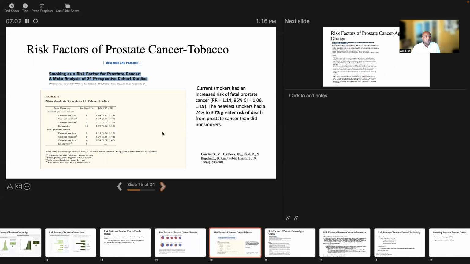Tobacco use has been associated with prostate cancer as well. According to this study here by Hocharek and Haddock, men who smoked the heaviest have a 24 to 30% greater risk of death from prostate cancer than non-smokers.